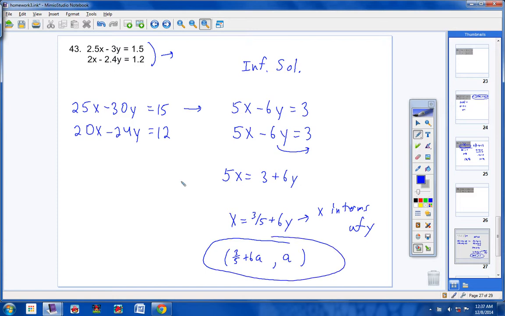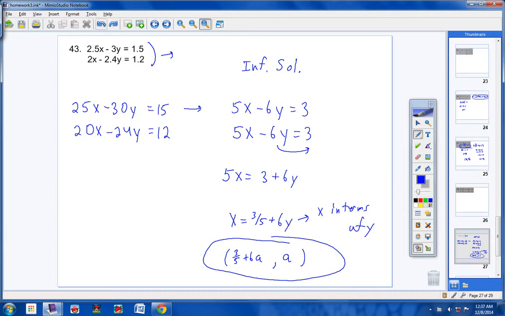Now what does that mean? It means a lot. It means whatever you put in for a right here, let's say you want to put a 2 right here, then you put a 2 right here, and you have one of the ordered pairs that exists on this equation. Okay? So it means a lot, to be honest with you.